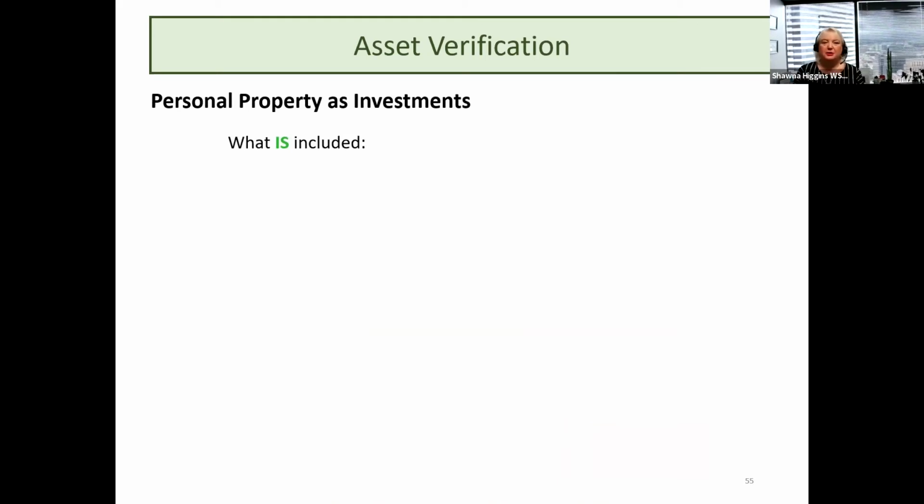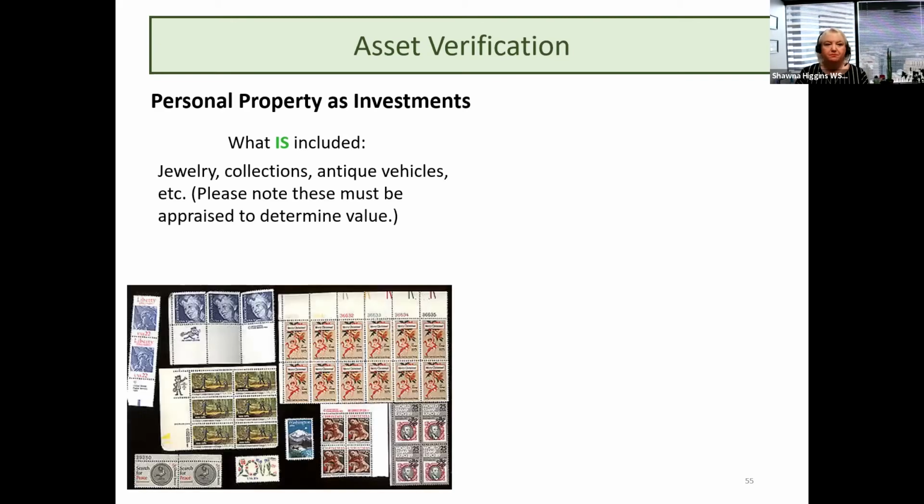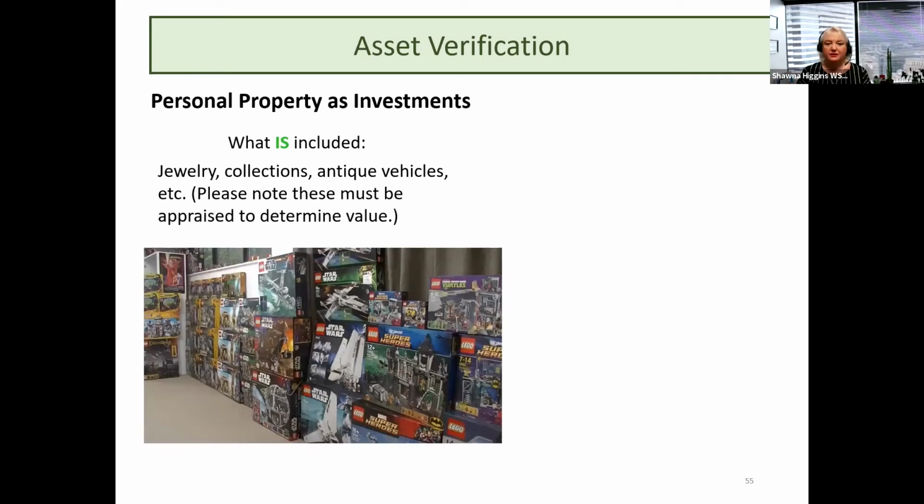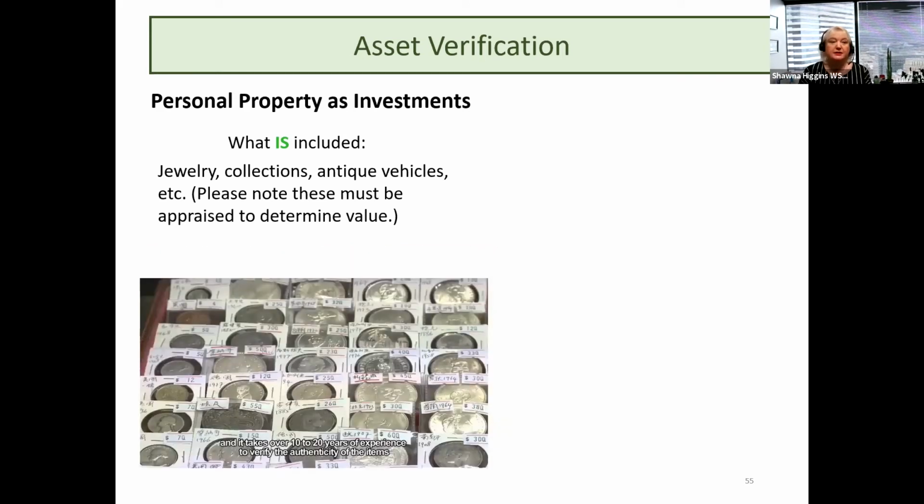All right, so the personal property as an investment. What is included? So jewelry. Now, we're not talking about the costume jewelry. We're talking about the big diamonds and the gold that you have. Collections such as stamp collections, maybe Star Wars collections, coins, antique vehicles you might have. Ones that are not driven on a daily basis, of course, ones that you only bring out in car shows. And then they must be appraised. So you're going to want to ask for the appraisal for whatever investment that they do have.